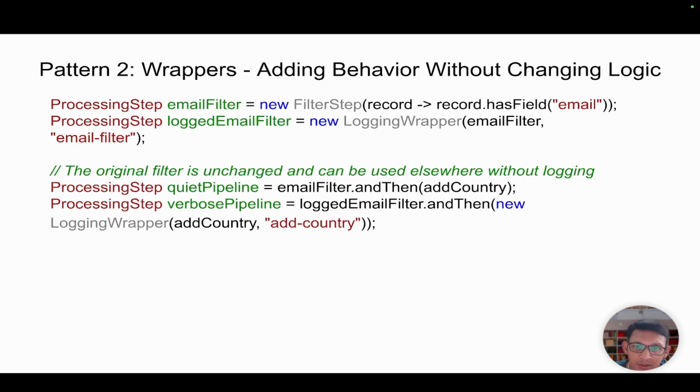We can use it in a quiet pipeline without any logging, or in a verbose pipeline where both the filter and the transform steps are wrapped with logging. The choice of whether to add logging is made at composition time, not when we write the business logic. Now, the power of wrappers becomes evident when you need multiple cross cutting concerns.